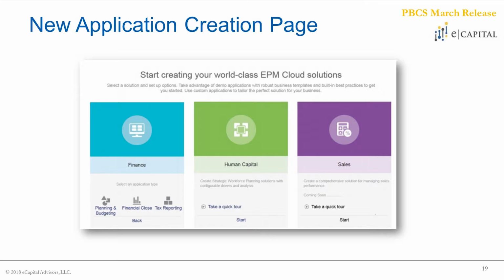In the past, this screen looked a little bit different, but they're trying to have a one-size-fits-all cloud creation page for Oracle Cloud products, specifically under the EPM umbrella. If you look there, you'll see Financial Close under finance as well. That's going to be the FCCS product, and Tax Reporting is an additional product as well. And then you look into additional applications within human capital and sales.